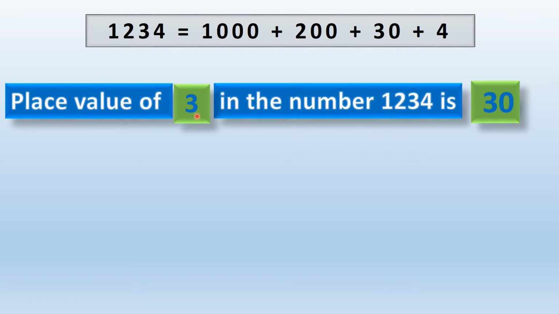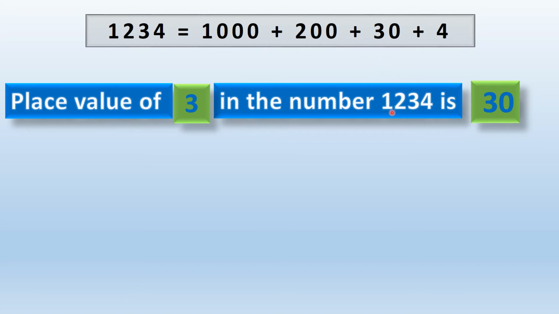Place value of 3 in the number 1234 is 30. So the digit 3 is here in tens place. The corresponding term in the expanded form is 30. Looking at these two, you can write the place value that is shown here. Place value of 3 is 30.